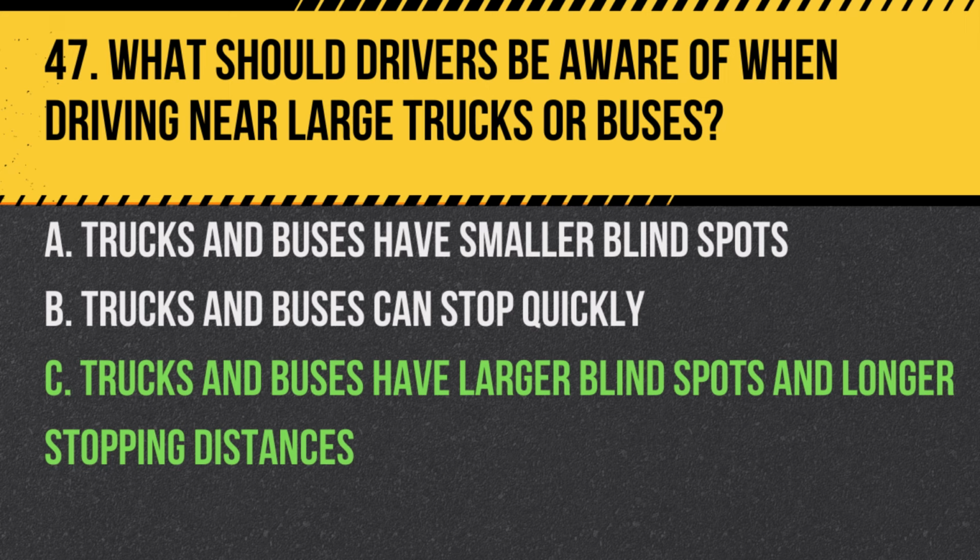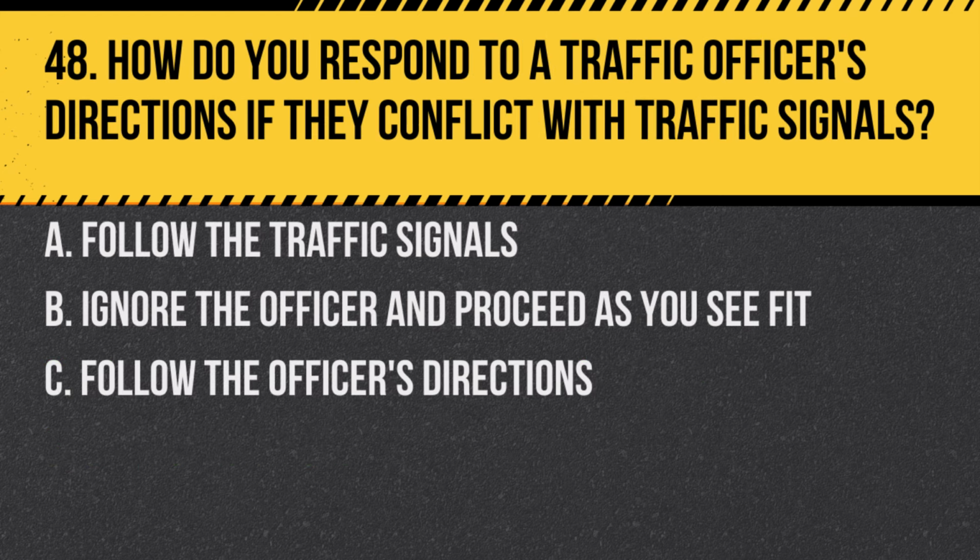It's important to give these vehicles extra space due to their size and operational characteristics. Question 48. How do you respond to a traffic officer's directions if they conflict with traffic signals? A. Follow the traffic signals. B. Ignore the officer and proceed as you see fit. C. Follow the officer's directions. Answer: C. Follow the officer's directions. When a traffic officer is directing traffic, their instructions take precedence over traffic signals and signs.